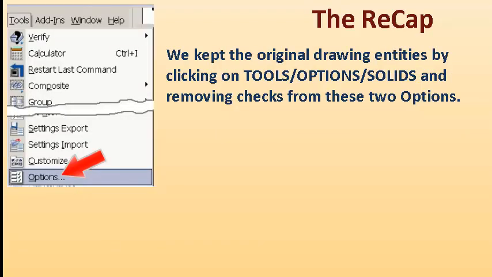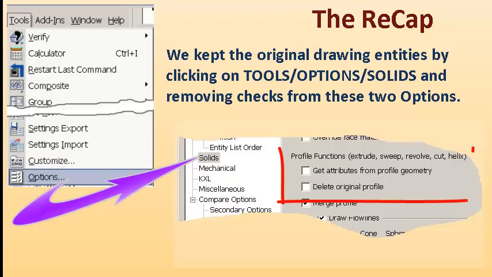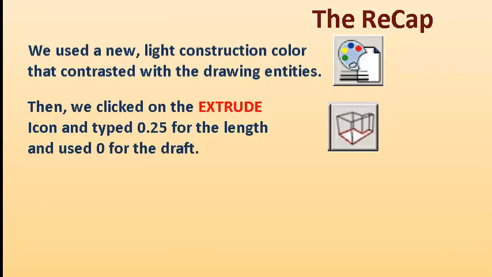We kept the original drawing entities by clicking on Tools, Options, Solids, and removing checks from these two options. This is a good idea if you want to use the original entities to check what you did. We used a light construction color that contrasted with the drawing entities that we started with.